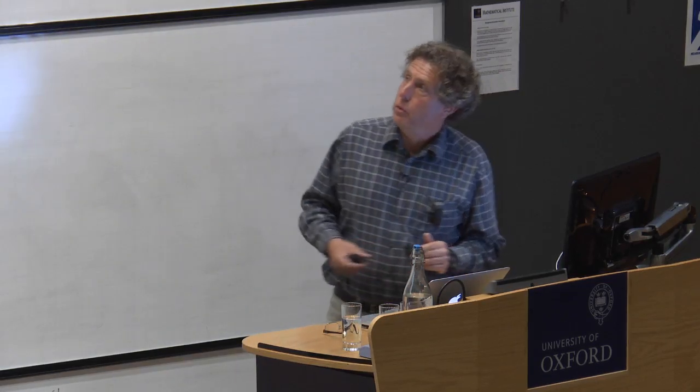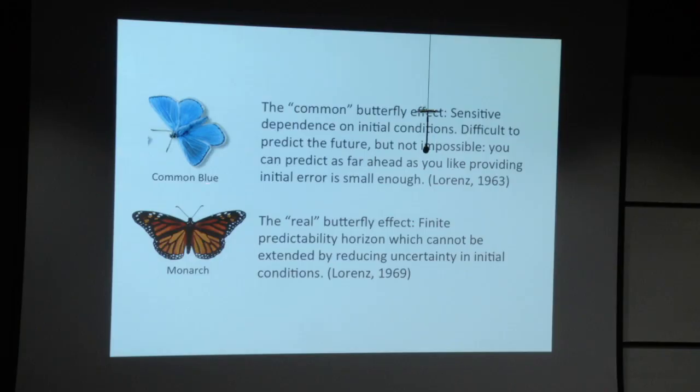So what I'm proposing to do here today is to introduce you to two butterflies. Now, we're never going to stop the butterfly effect being used to describe low-order chaos, but I'm going to call this the common butterfly effect. So here's the common blue. And the common butterfly effect, the one that everybody thinks of when they talk about the butterfly effect, is about sensitive dependence on initial conditions. So that means it's certainly difficult to predict the future, but it's not impossible. In principle, in something like a Lorenz 63 system, you can predict as far ahead as you like, providing the initial error is small enough.